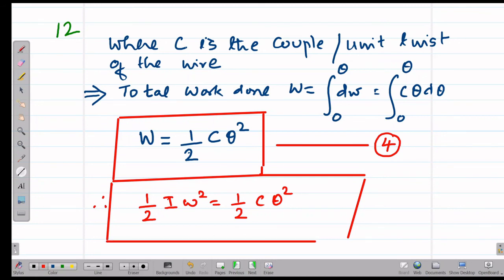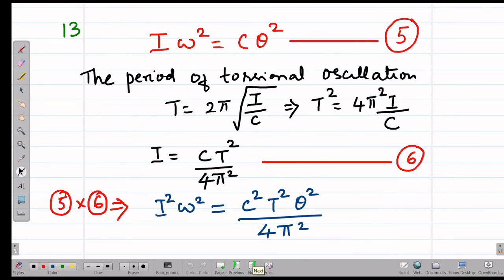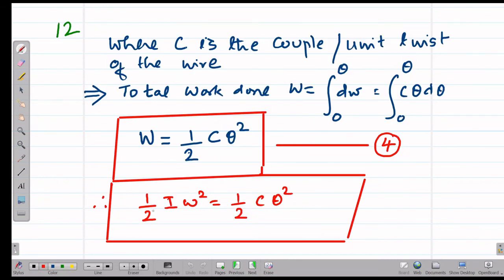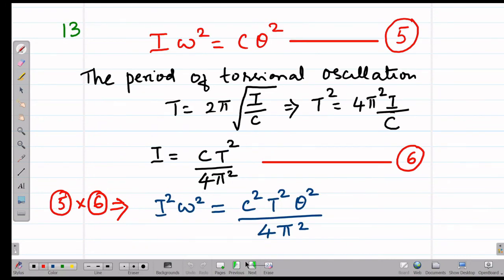When you pass this transient current through the coil, it turns by an angle theta momentarily, and because it turns momentarily by an angle theta, half I omega squared is equal to half c theta squared. The rest is just mathematics. Now we'll do some simple mathematics here. I omega squared is equal to c theta squared, that you can see from this equation. Half gets cancelled on both sides. So I omega squared is equal to c theta squared.